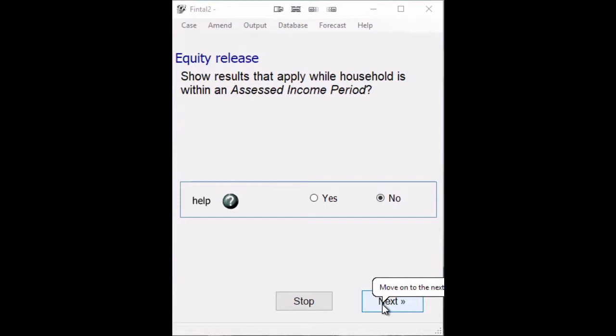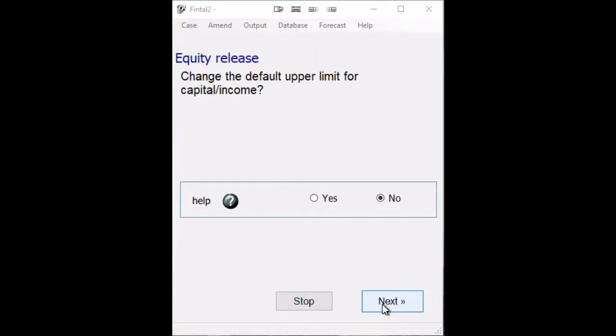Is somebody in an assessed income period? This is increasingly unlikely. No assessed income periods have been awarded for some years, and they will all be abolished within the next few months. But if you come across a case where somebody is in such an assessed income period, then answer yes. If you want to change the default limit for the range that we're looking at, this is where you would answer yes, and it will then ask you how much you want to change the default to.